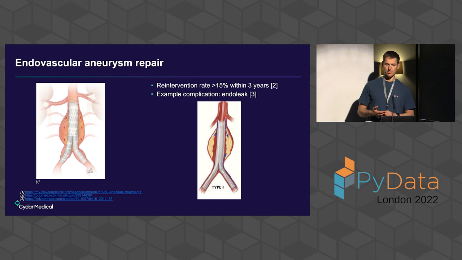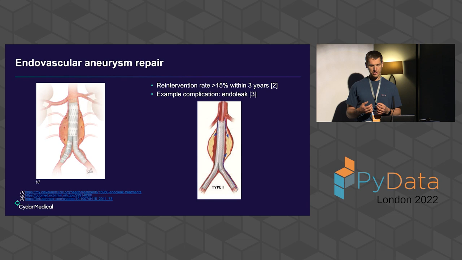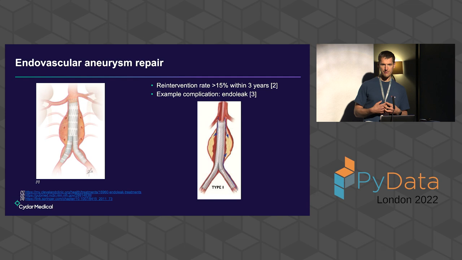Endovascular aneurysm repair is a procedure that helps patients with an aneurysm on the main vessel in their body, the aorta. An aneurysm is a bulge, a weakening of the walls of the aorta. One way of treating this disease is to insert a stent graft, which is this white device, into the aorta to prevent the blood from flowing into the aneurysm and therefore expanding it even more, because that can lead to rupture, and that's very often fatal for the patient.